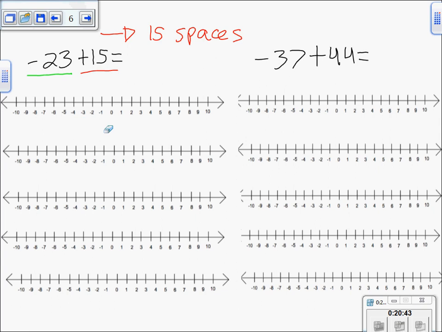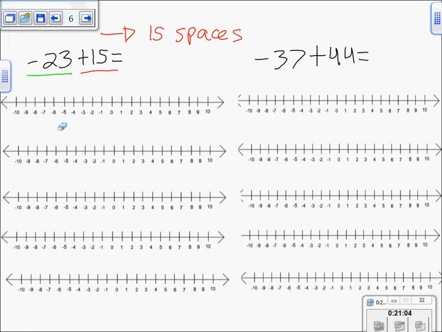When you add, you go right. If we go right, we're going to be heading back towards 0. So we decide, okay, that means we're 23 spaces away from 0. We're now getting closer to 0. Are we going to reach 0? If we're 23 spaces away, we're only coming 15 spaces back. We are not going to reach 0. So you know you're going to have a negative answer. You're still going to be somewhere in the negatives.